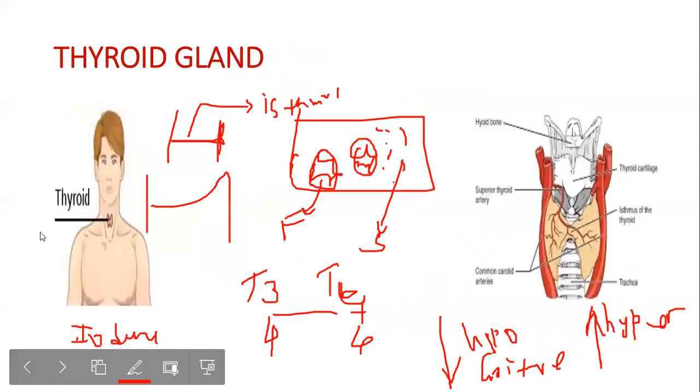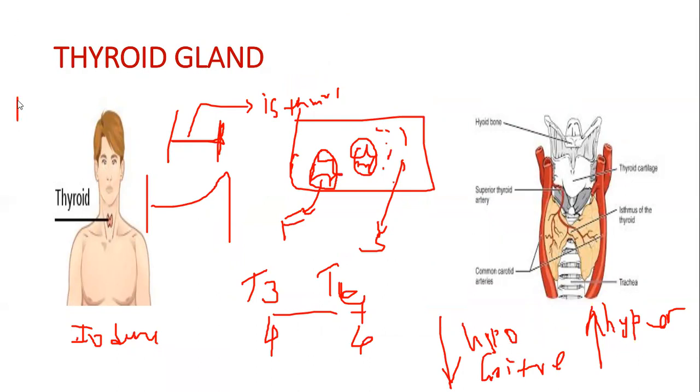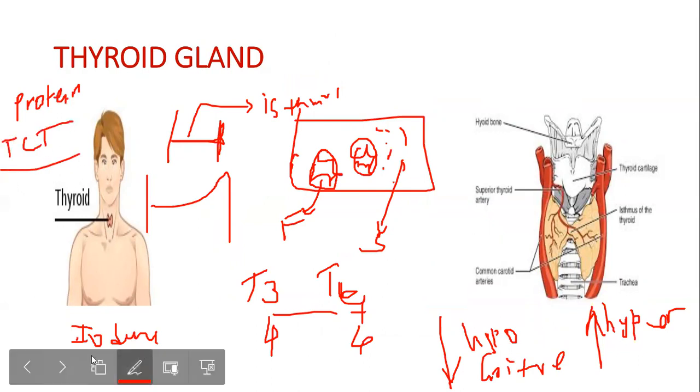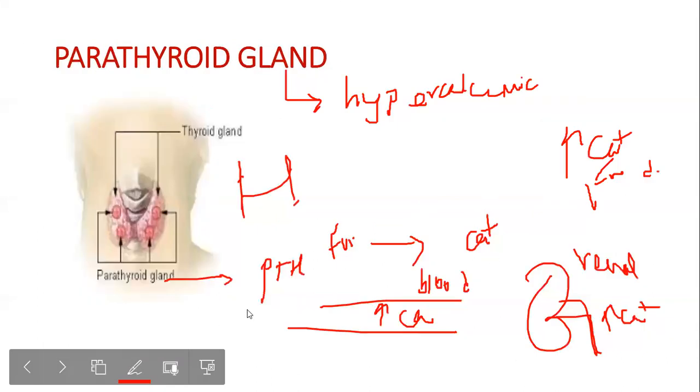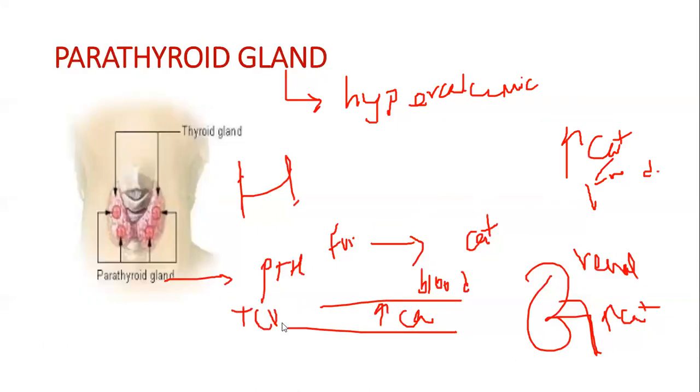Let me mention something else also. Along with T3 and T4, thyroid glands also secrete a protein hormone. The name of the hormone is thyrocalcitonin, which regulates blood calcium levels. So this TCT and PTH work together in controlling the levels of calcium in our body.